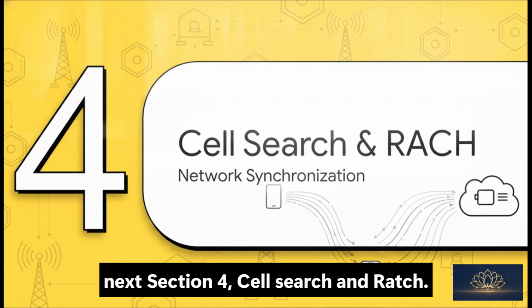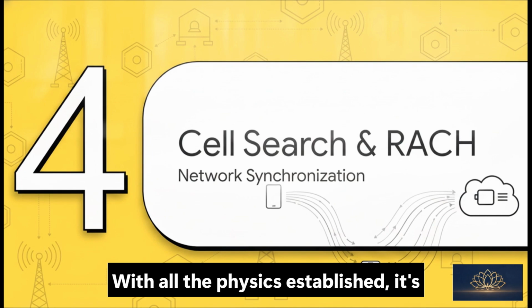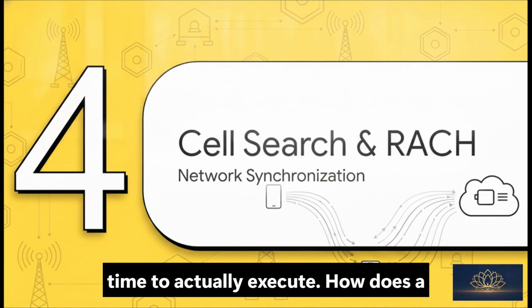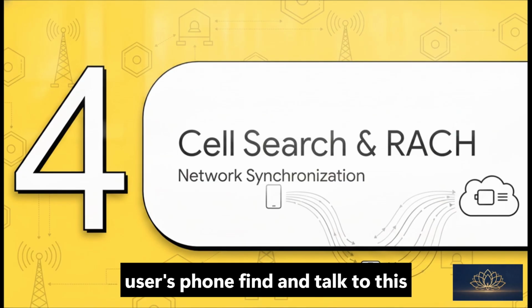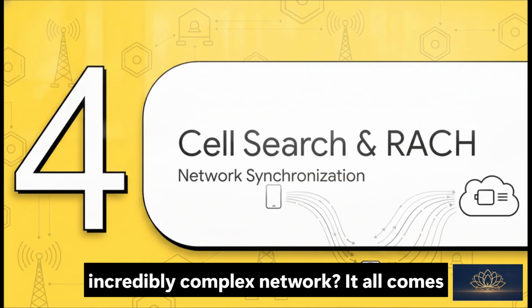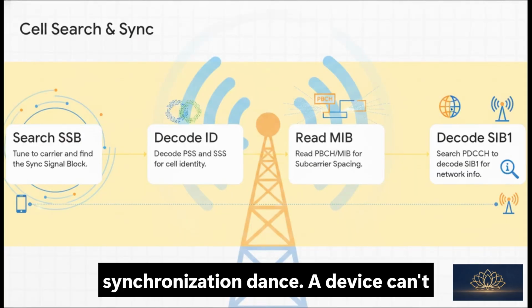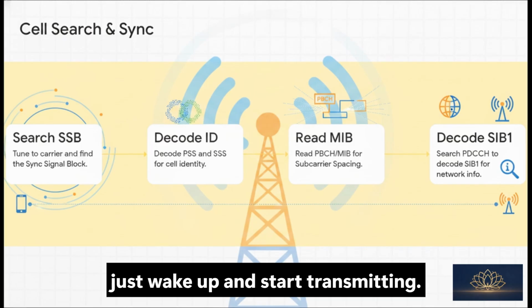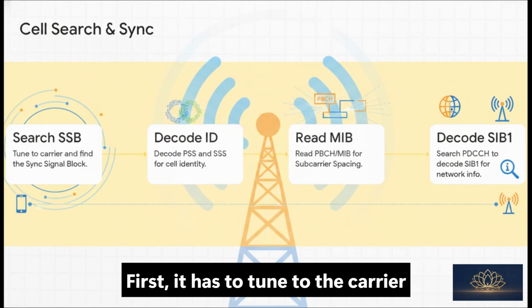Up next, Section 4, Cell Search and RACH. With all the physics established, it's time to actually execute. How does a user's phone find and talk to this incredibly complex network? It all comes down to a crucial 4-step synchronization dance. A device can't just wake up and start transmitting.